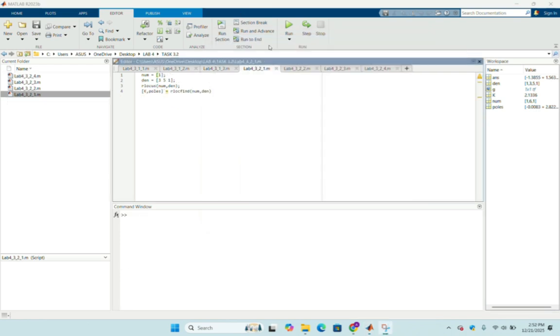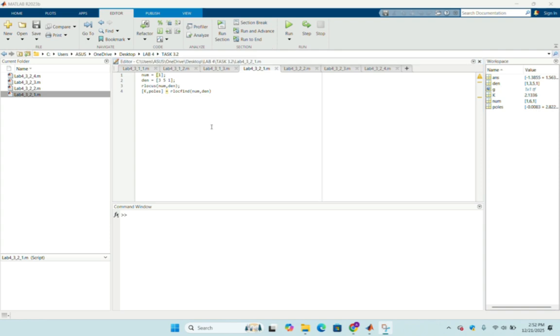Okay, here we continue with question 3.2.1, where my numerator is 1 and the denominator is [3 5 1], and we want to find the root locus for the numerator and denominator. Then I type the code to find the k and the poles. For this question, k is equal to 0.